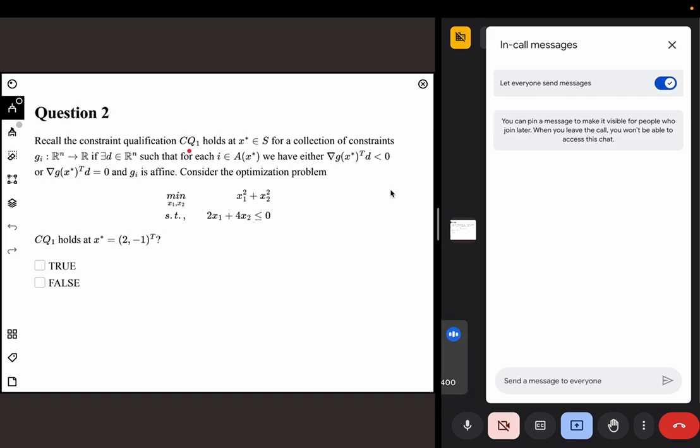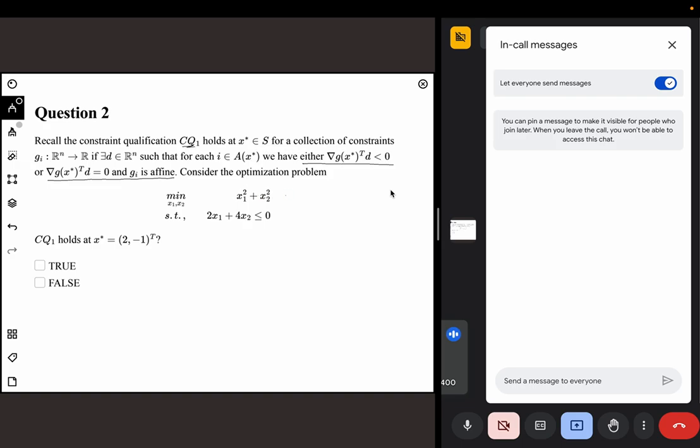So we have CQ1. If you recollect CQ1, I have anyway written it over here. It holds at x star for a collection of constraints gi if there exists a d belonging to Rn such that for each active constraint, we have either this to be strictly less than 0, or it is equal to 0 and gi is affine. So you either need to have this, or you need to have this plus this. Then you say the constraint qualification CQ1 will hold at that particular point x star.